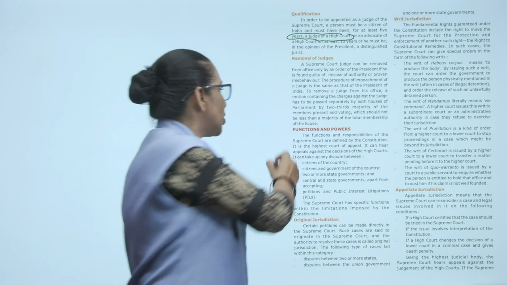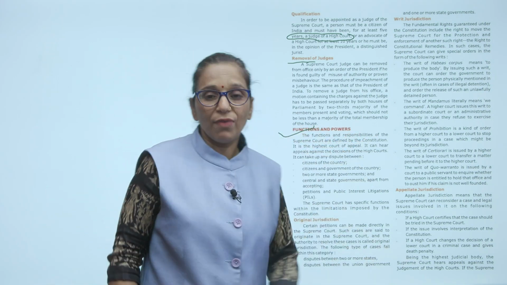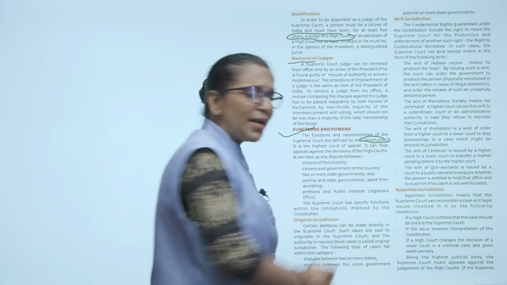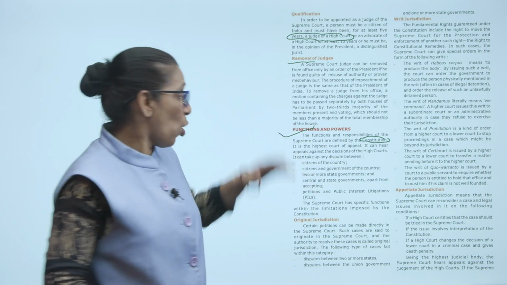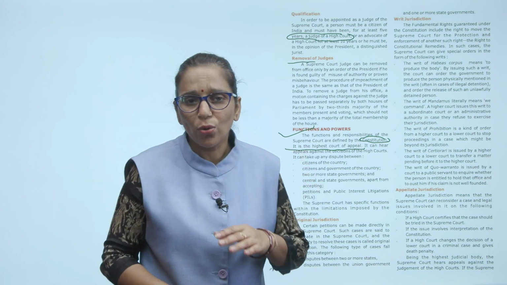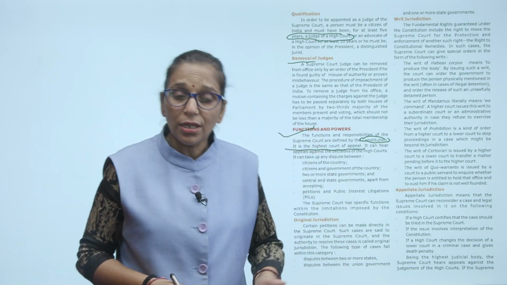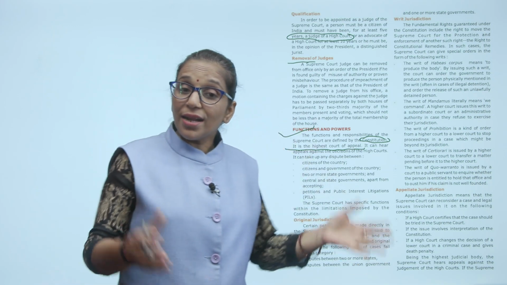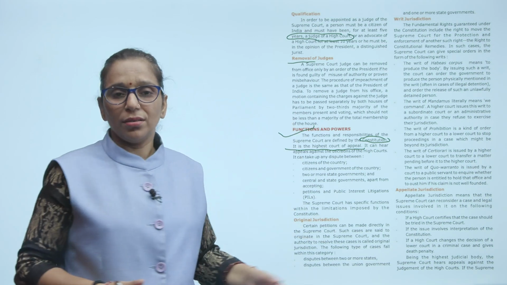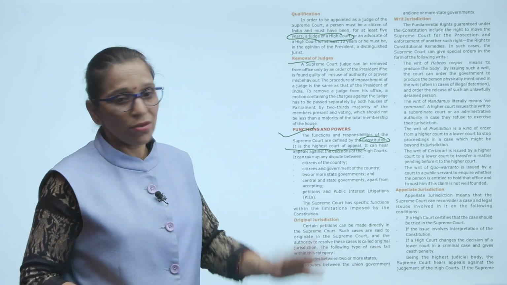Now functions and powers, if we are going to see, the functions and responsibilities of the Supreme Court are defined by the Constitution. It is clearly mentioned in our Indian Constitution that it is the highest court of appeal. It can hear appeals against the decisions of the High Court. It can take up any dispute between citizens of the country, a citizen and the government of the country, two or more state governments, central and state government, then a PIL, that is a petition, can be heard in the Supreme Court. The Supreme Court has specific functions within the limitations imposed by the Constitution.